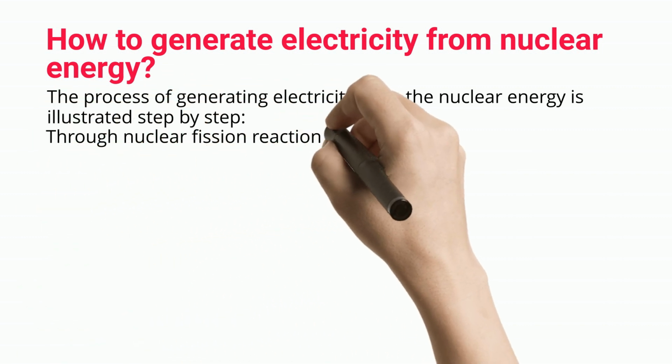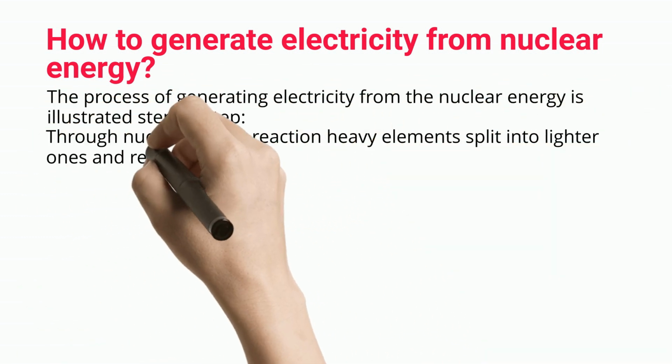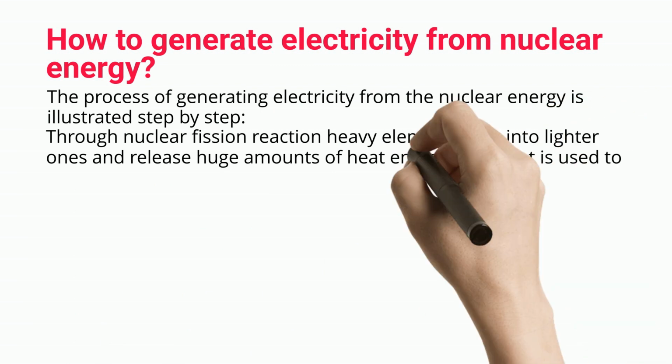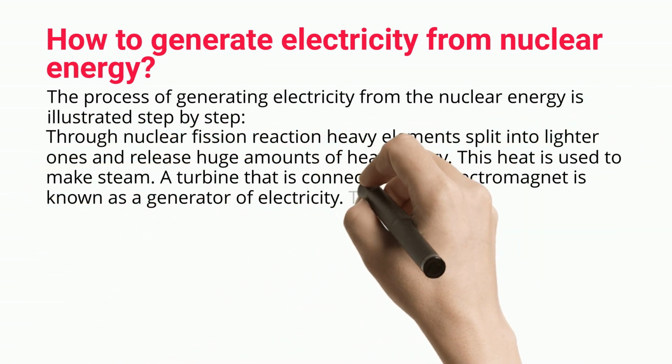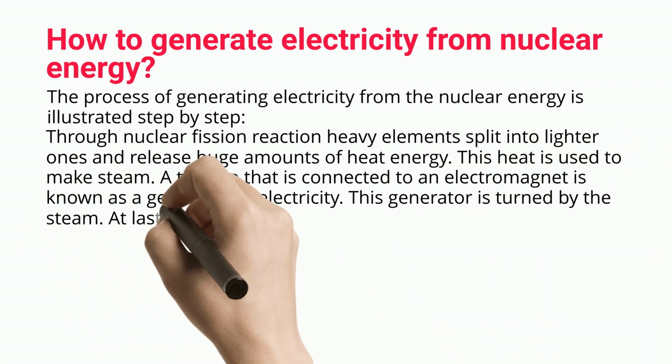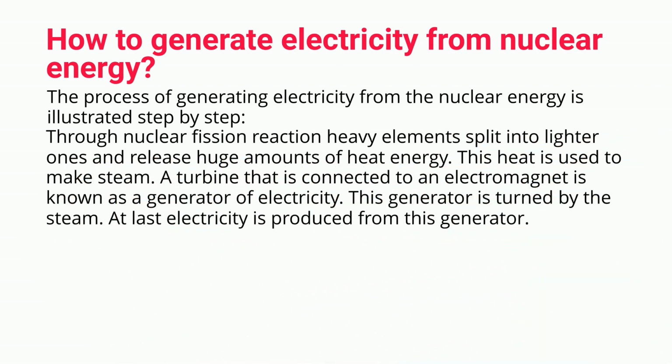Through nuclear fission reaction, heavy elements split into lighter ones and release huge amounts of heat energy. This heat is used to make steam. A turbine that is connected to an electromagnet is known as a generator of electricity. This generator is turned by the steam. At last, electricity is produced from this generator.